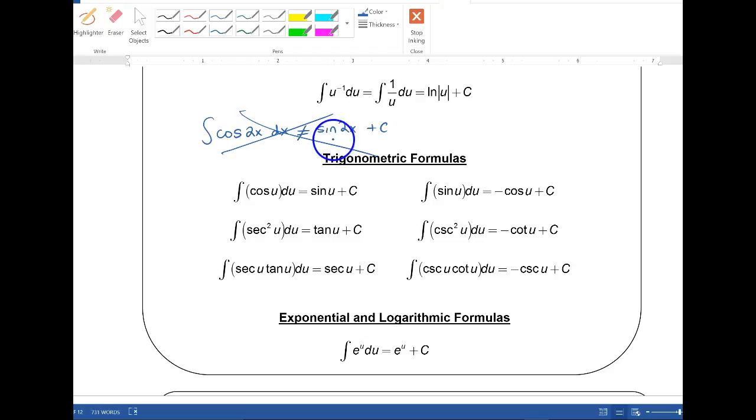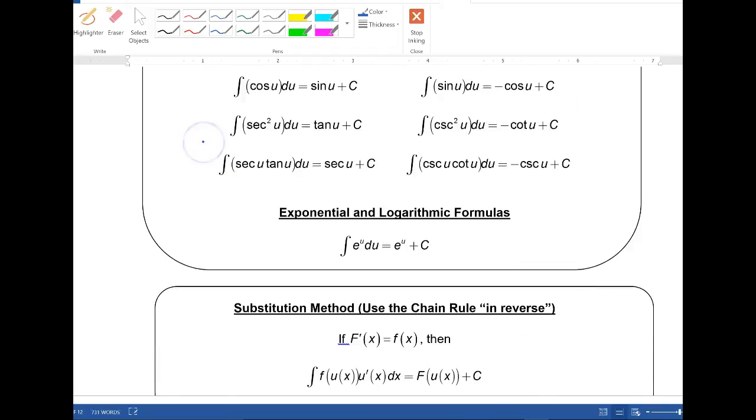Because, think about that. If that were the case, remember when we want to check if we did the antiderivative correctly, we do the derivative of this. So if we did the derivative of this, we'd get cosine of 2x. Oh, but we'd have to multiply by 2, and then the plus c would be a plus 0. But that's not what we started with, right? There's a 2 that's missing. So this is where we have to do some substitution.